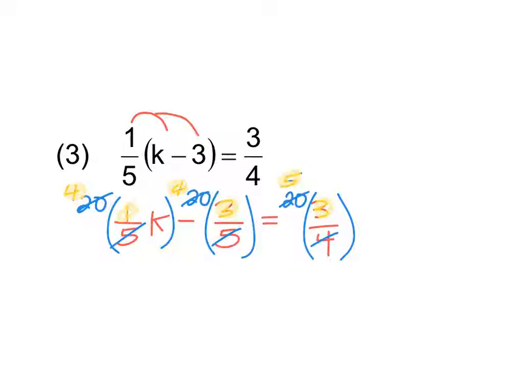And we'll be looking at 4k. I did it again. 4k minus 12 equals 15? I think so. All right, next move. Add 12.